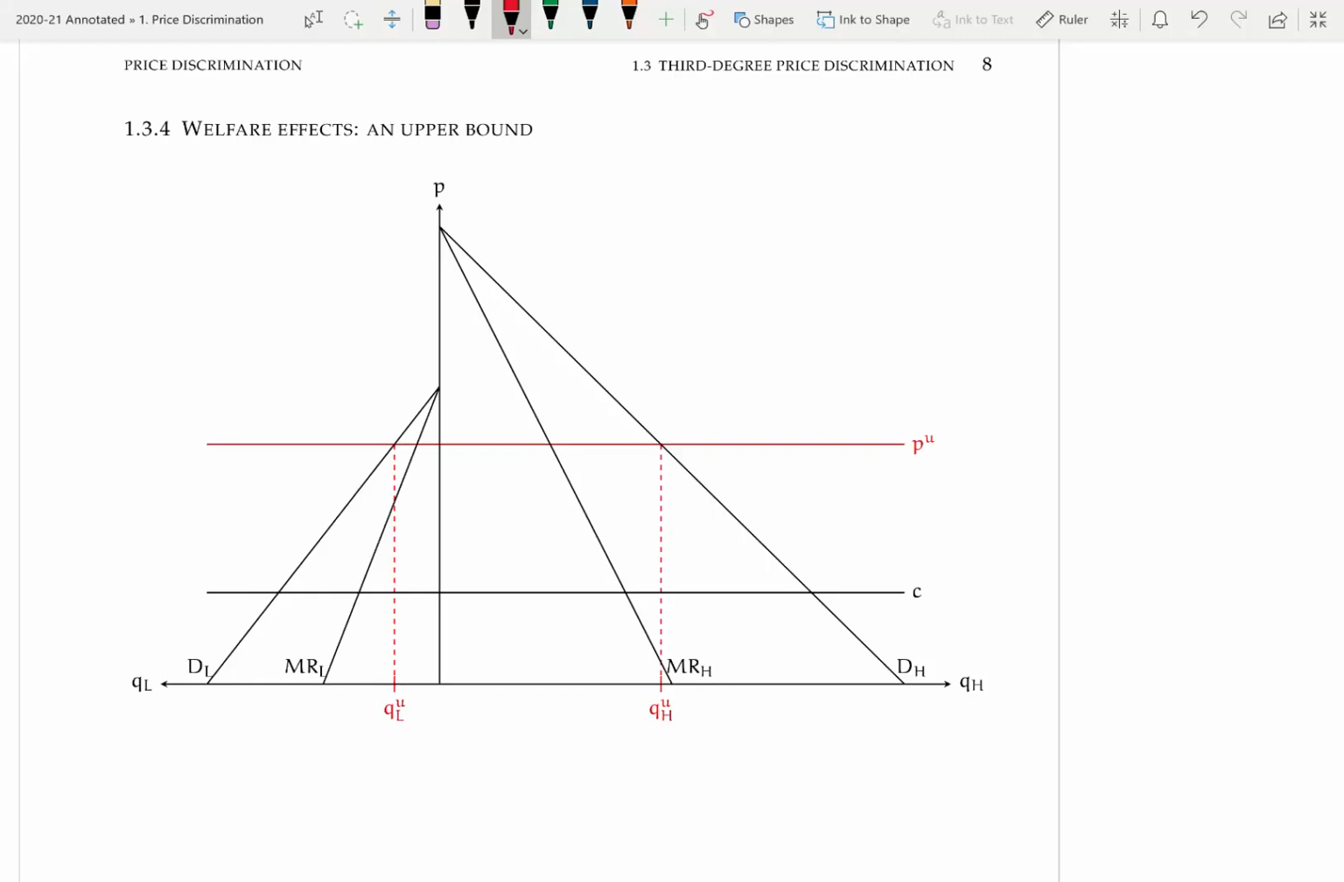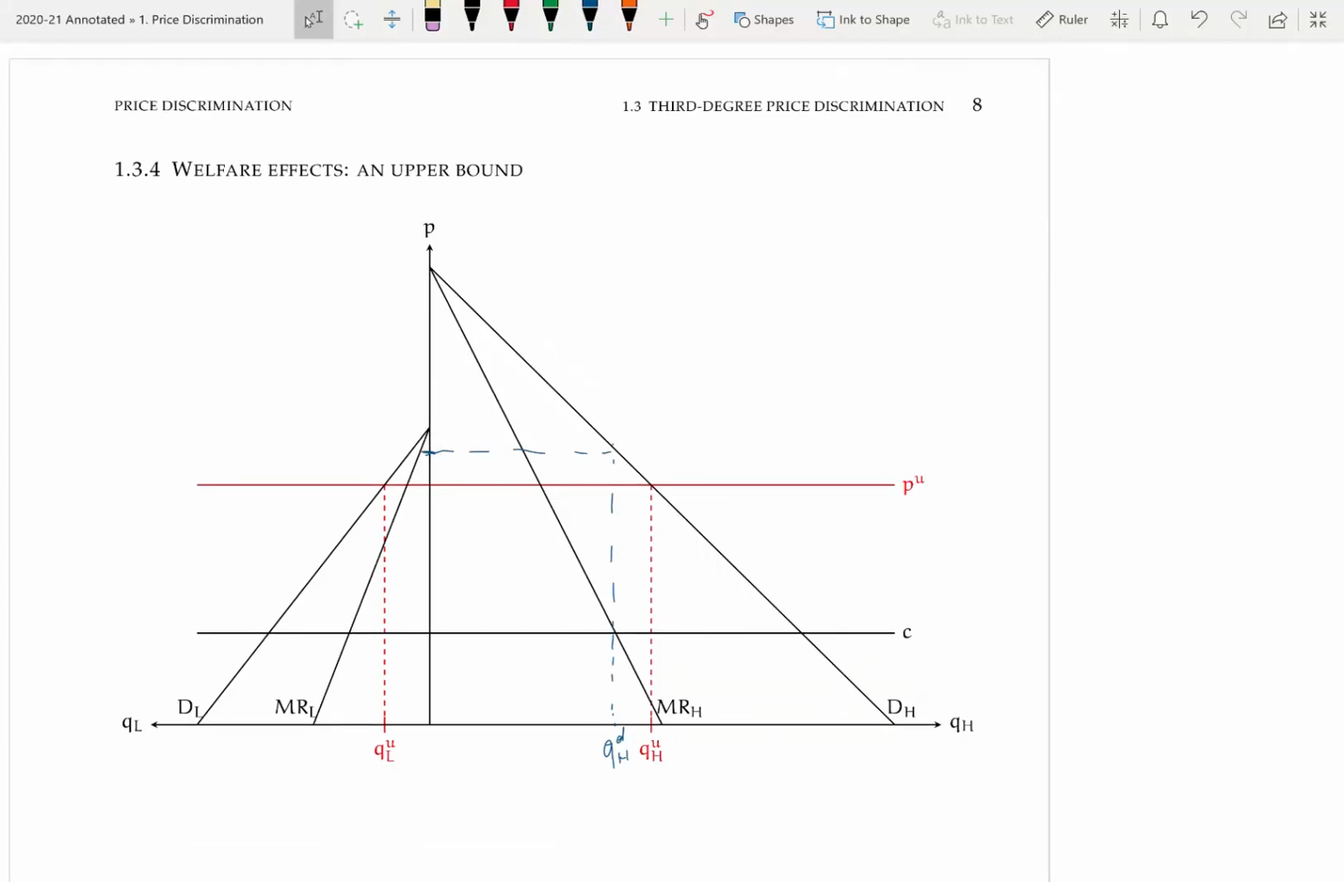As usual, we find the intersection between marginal revenue and marginal cost in each market. So the monopolist essentially treats each market separately, finds the optimal quantity and the optimal price. The optimal quantity is here, it's QDH. The optimal price is up here, it's PDH.